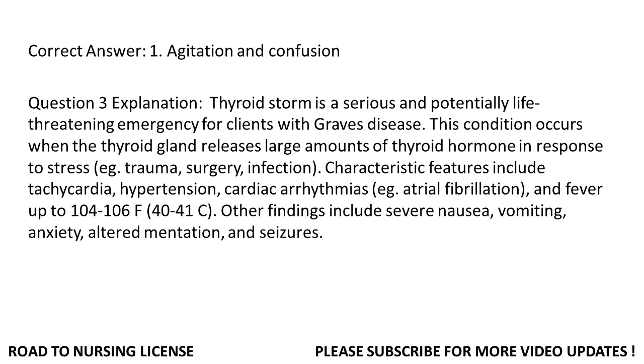Question 3 Explanation. Thyroid storm is a serious and potentially life-threatening emergency for clients with Graves' disease. This condition occurs when the thyroid gland releases large amounts of thyroid hormone in response to stress, e.g., trauma, surgery, infection. Characteristic features include tachycardia, hypertension, cardiac arrhythmias, e.g., atrial fibrillation, and fever up to 104 to 106 F, 40 to 41 C. Other findings include severe nausea, vomiting, anxiety, altered mentation, and seizures.